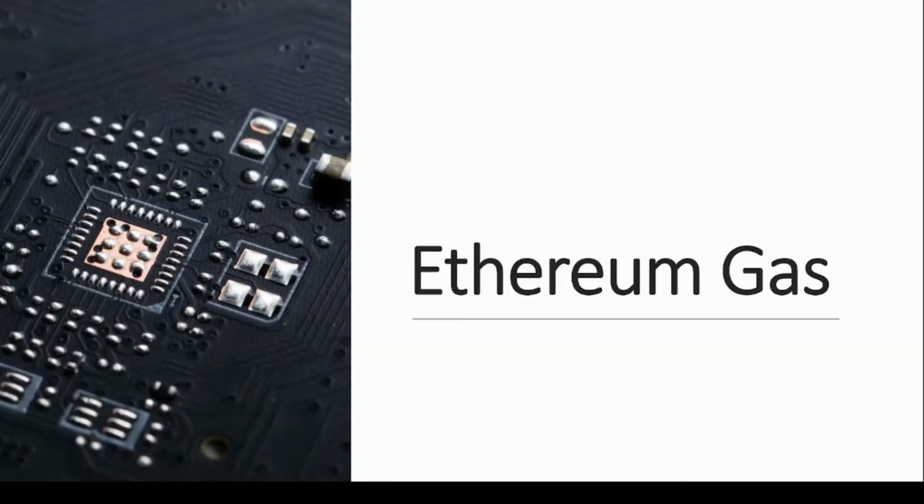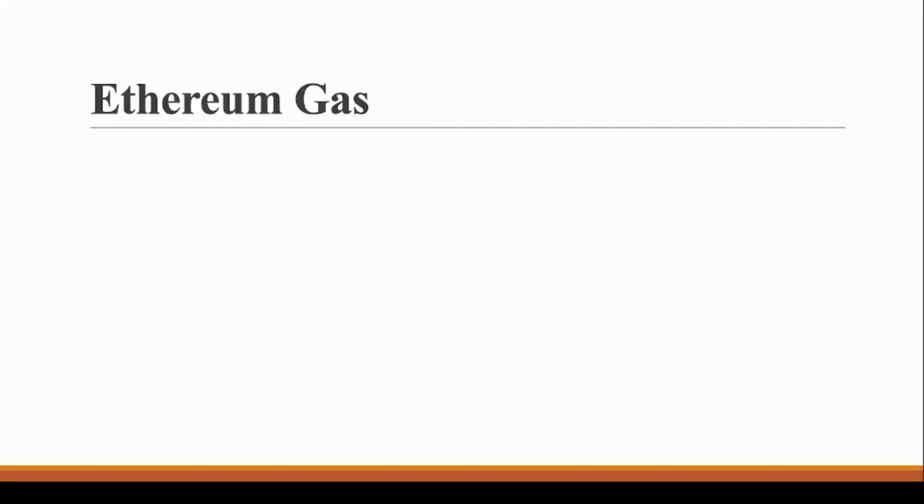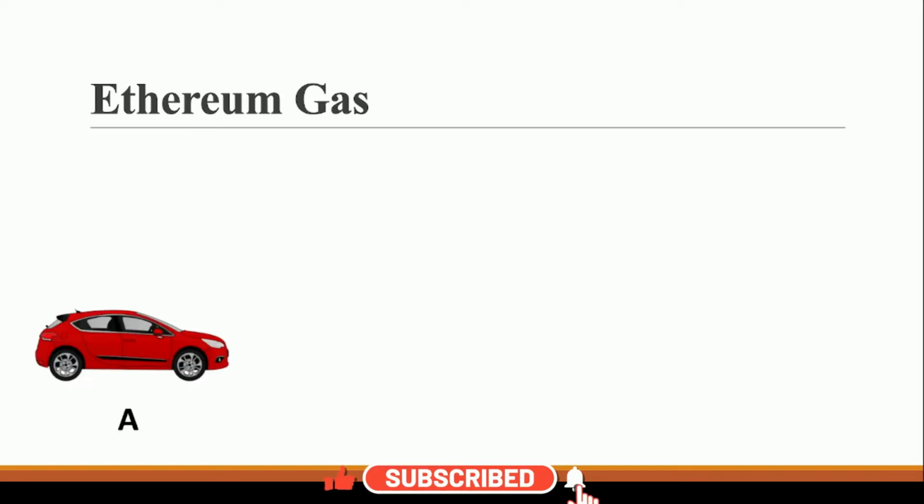Now let us talk about Ethereum Gas, which is a very important concept for the Ethereum blockchain. Let us understand the concept of Ethereum Gas with the help of an example. Let's say you have a car at position A, and you want to reach position B. In order to reach from position A to position B, you require one thing, and that one thing is petrol, or I will say gas. Without gas or without petrol or diesel, you cannot reach from A to B.